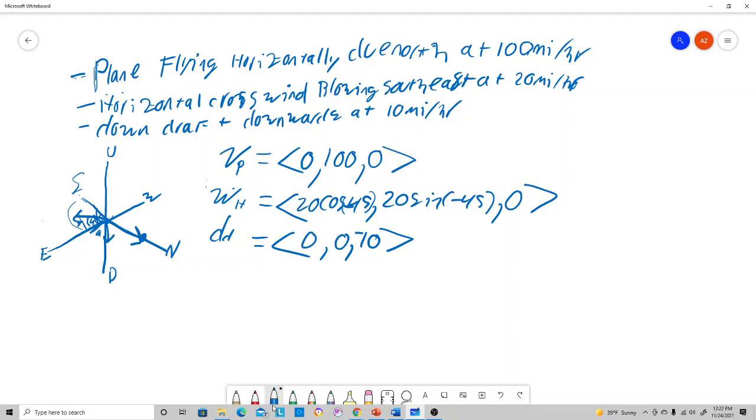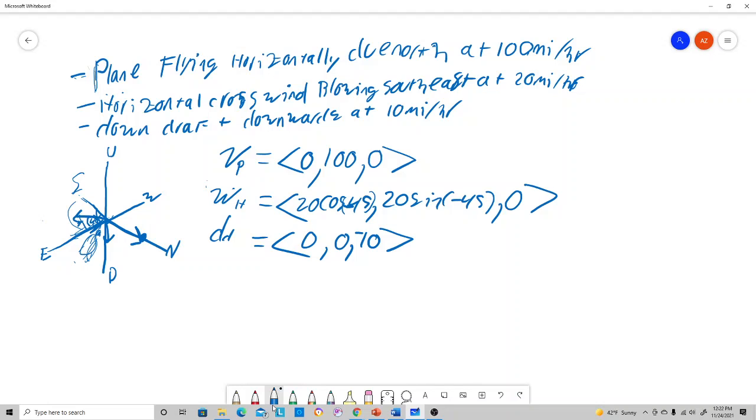So the plane is kind of feeling a direction towards here a little bit, like towards this direction. And what we want to find out is the actual speed of the plane based on the ground reference.